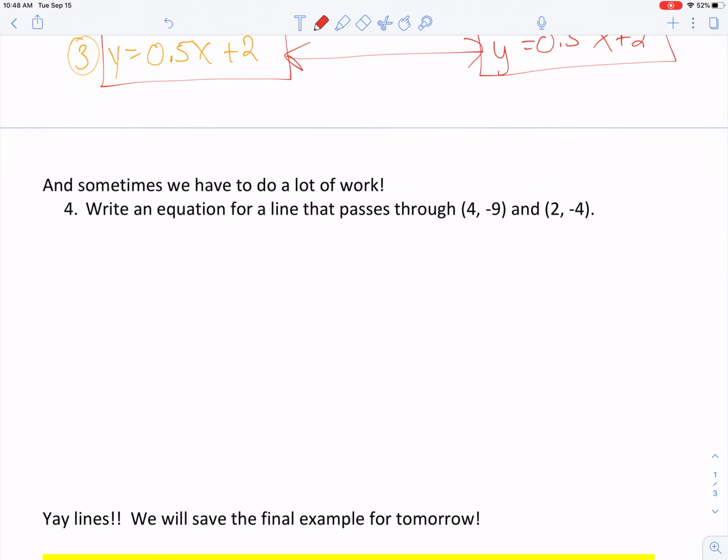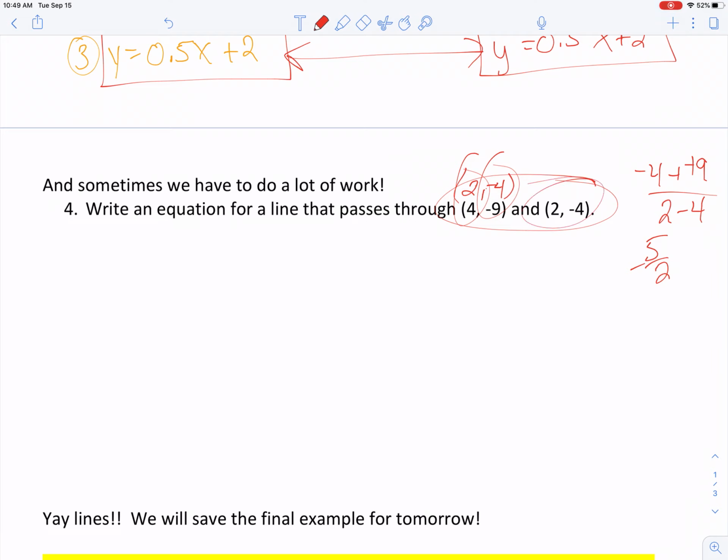Now, sometimes we're going to have to do a lot of work. Like here. Notice, did it tell me the slope? No. You have to find the slope before we can do anything else. So again, I like to write these vertically because it makes things easy to see. Negative 4 minus a negative 9 becomes a double negative. And then I want to do 2 minus 4. So I get negative 5 over 2 as my slope.